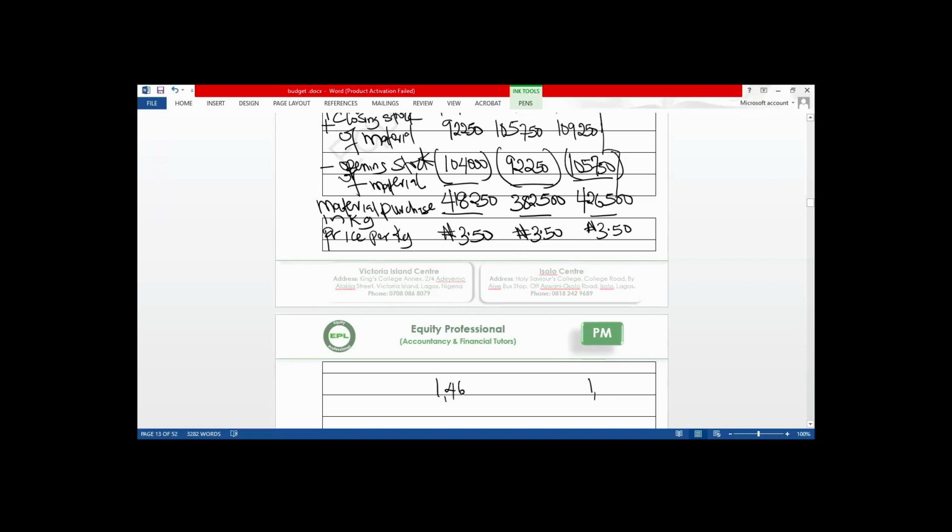Your line is actually breaking, so at times I didn't get it. Okay, sorry, 1,463,875. That would be the money to be spent on material in January.